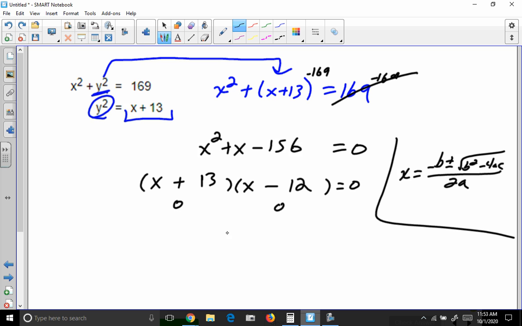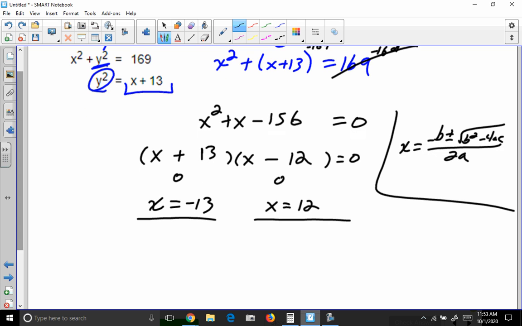So if we set each factor equal to 0, we would get x equals negative 13 for the first one, x equals 12 for the second one. So we have two x values. So the question then is, well, what are our y values going to be? So once we get the x's, we can plug them into either equation. Use the bottom one, because that's the closest to having y by itself.